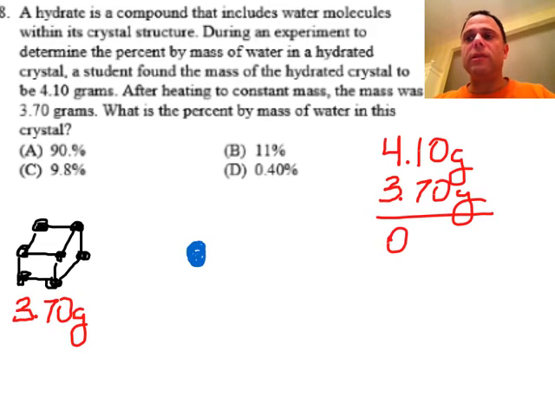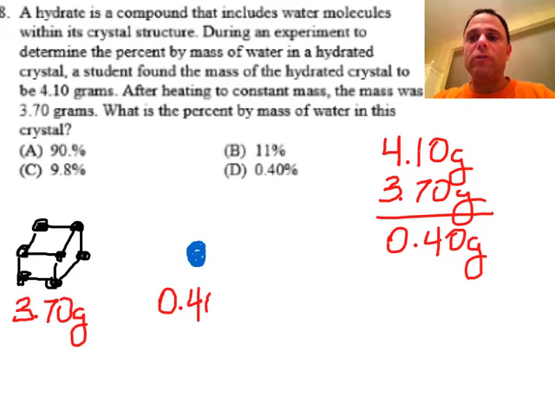That gives us 0.40 grams. That must be the mass of the water. So we'll put it right here, 0.40 grams just of the water. I'll just turn on my calculator. We're going to need that in just a moment.